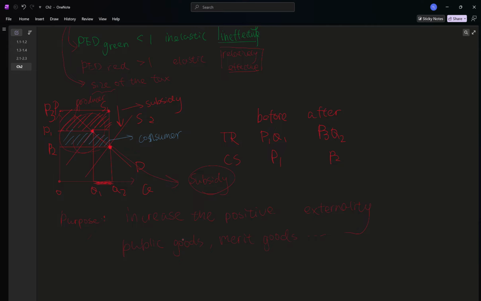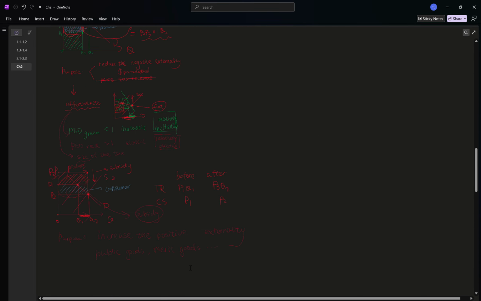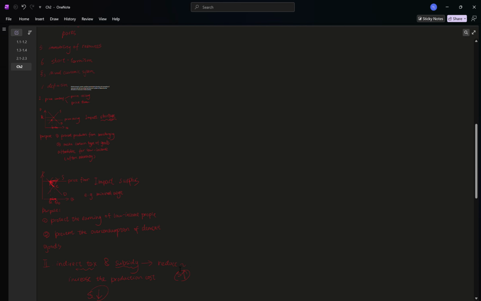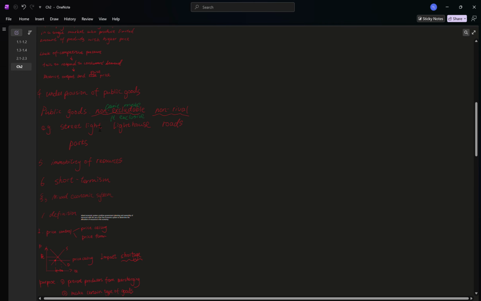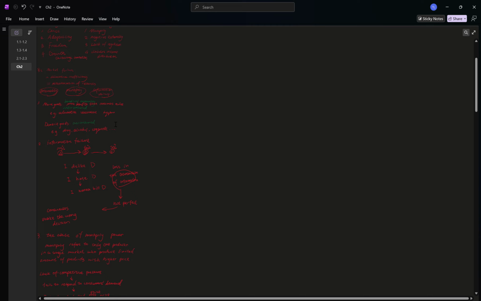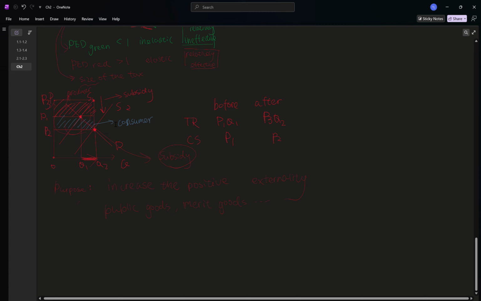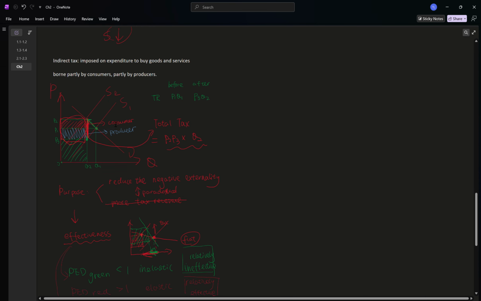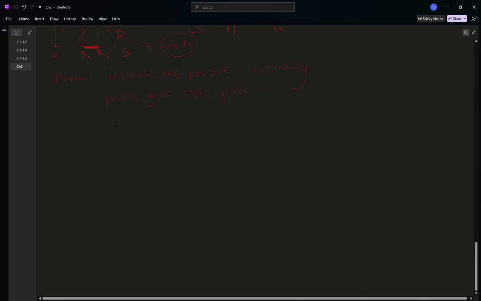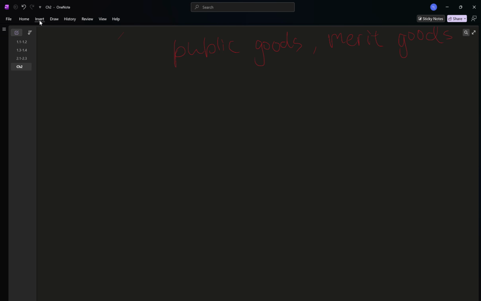So they want to improve the production. You can see from the graph, the quantity traded increased from Q1 to Q2. The consumption of public goods or merit goods is increasing. And if you go back, one of the market failure disadvantages we mentioned is that public goods are underprovided and merit goods are underconsumed. So this exactly solves the problem.